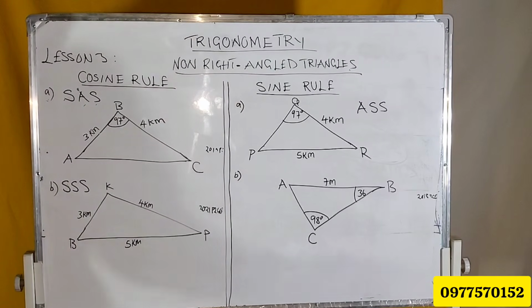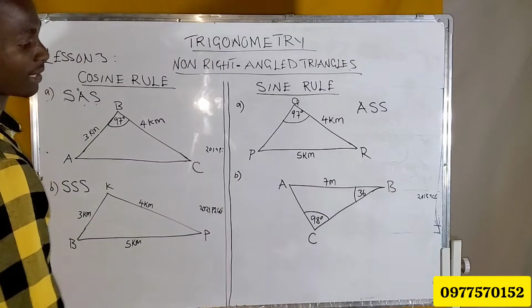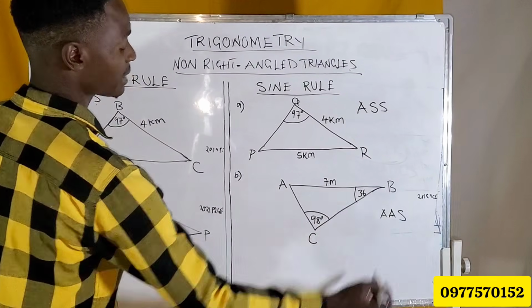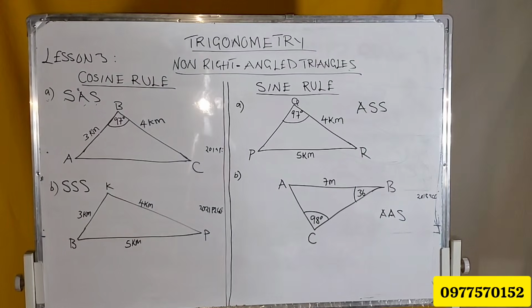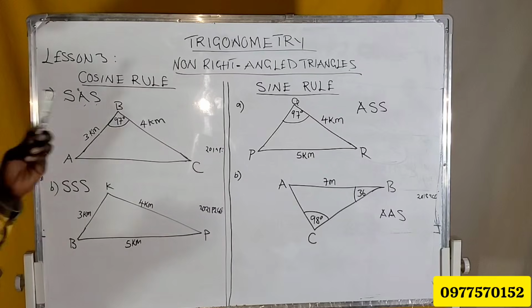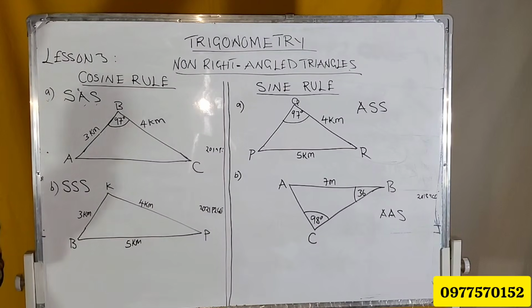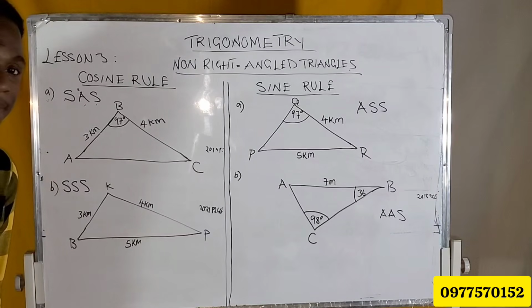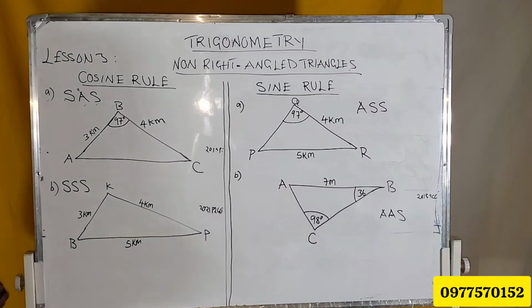Now this one, you are given two angles and a side, so this is angle, angle, side. Now, having looked at the difference between the cosine and the sine rule, we can now jump into looking at calculations. Very good. Now, first, we're going to start with the side.